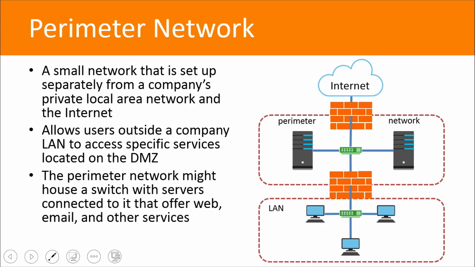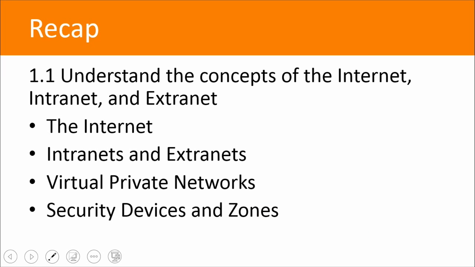All right. And just to quickly recap what a perimeter network is, I know that we already discussed this in a previous module, but a perimeter network, once again, is just a small network that's set up separately from a private local area network and the internet. It sort of sits in between a local area network and the internet more specifically. And this allows users outside a company to access specific services located in the demilitarized zone. They might house a switch with servers that offer web, email, and other services. So just a couple of things to keep in mind there. But this is also a great way to secure your data while also providing access to others to important services.